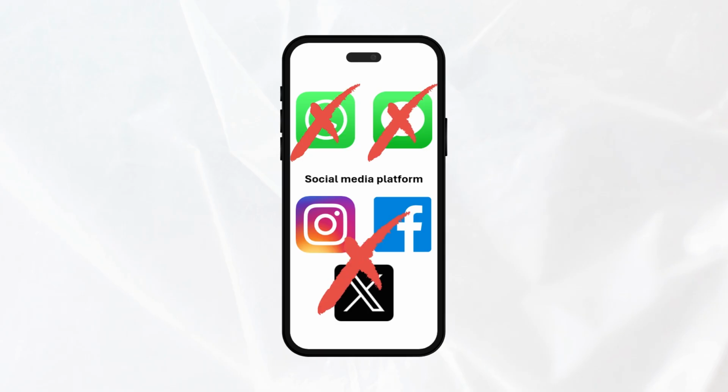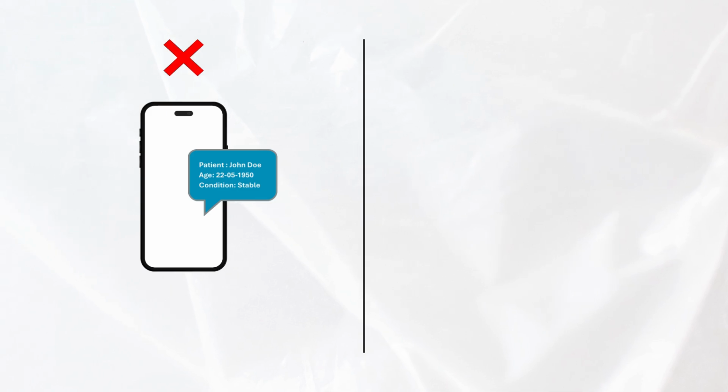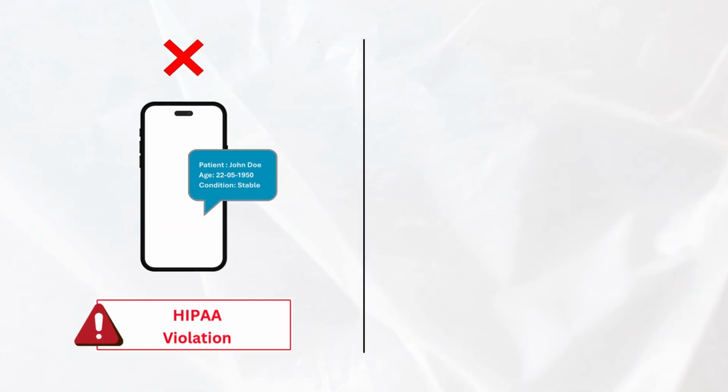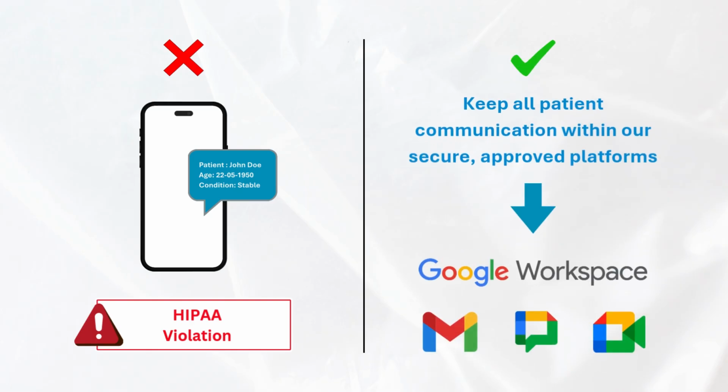Never post photos or details about a resident, even if you don't use their name. Sending a patient update via text or posting on social media is a direct HIPAA violation. It is unencrypted and leaves a permanent record on a device we cannot control. Keep all patient communication within our secure, approved platforms.